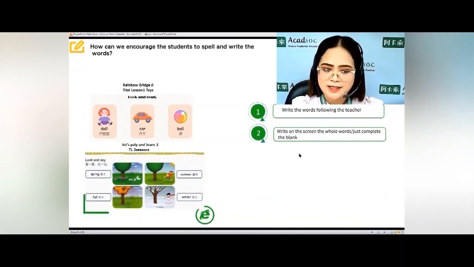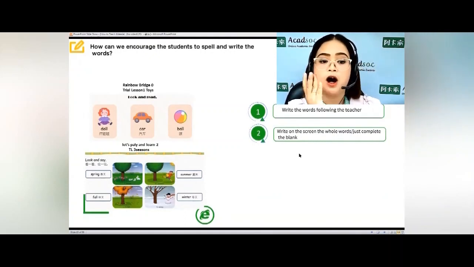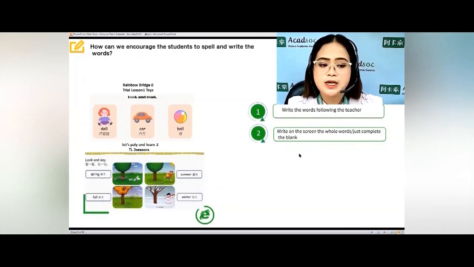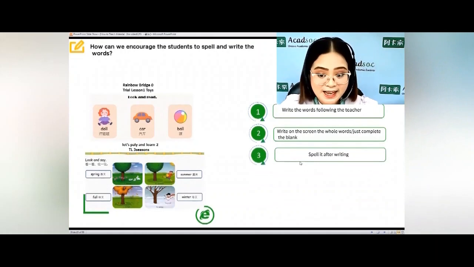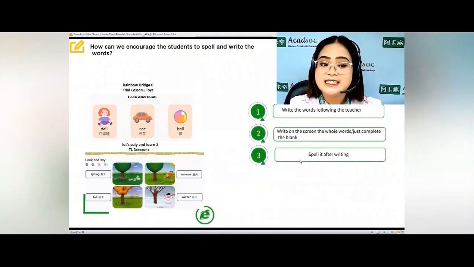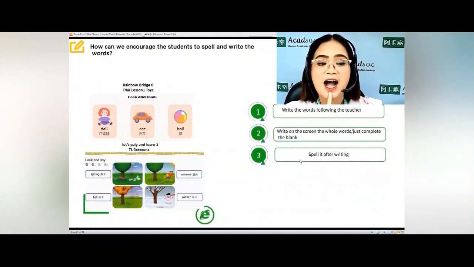If the words are very easy, like say, for example, the first example, doll, car, and ball. These are very easy, right? But for some students, like the next example here, the seasons, spring, summer, fall, and winter, they might feel like spring is some kind of long word, so you could somehow do fill in the blanks. Now you write S, P, blank, blank, and G, like that. So they can fill in the letters. Now let's have the next one. Spell it after writing. So let's spell the word, Lily. C-A-R. Car. Very good. That is awesome.